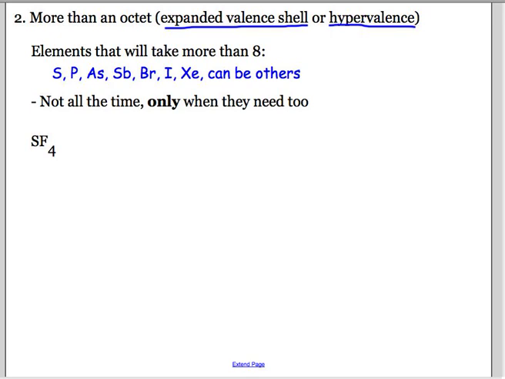And this is a big thing that you want to highlight, underline, make sure you know. They only do it when they need to. It's not like they want more than 8. It's not like they're electron happy. It's just that they only do it if it's a necessity. If there's just too many of something, these are the guys that step up and say, it's okay, I'll do it. It's kind of like when you're in a group and the other people aren't doing anything, you're like, fine, I'll do the extra work. So these are the guys that do that.